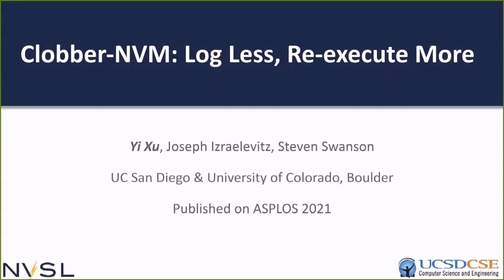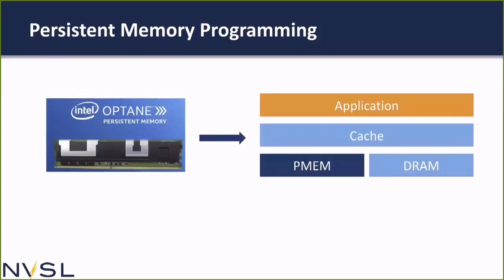I'll be presenting our work, ClobberNVM. ClobberNVM is a compiler-based high-performance PMEM library. This is a joint work by UC San Diego and CU Boulder. It's published at ASPLOS '21. Persistent memory, such as Intel's Optane DC PMEM, is commercially available.